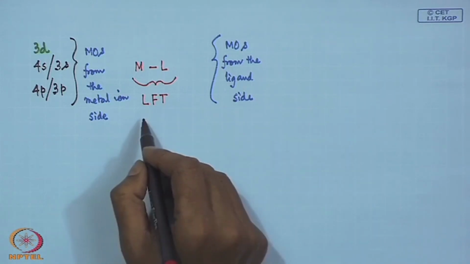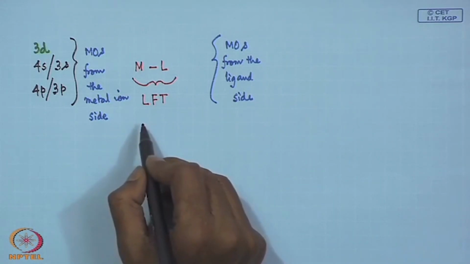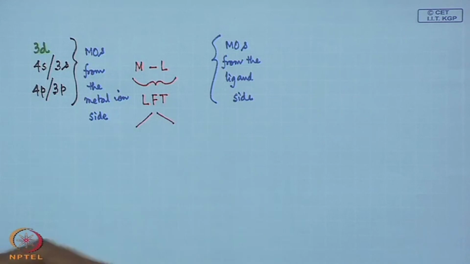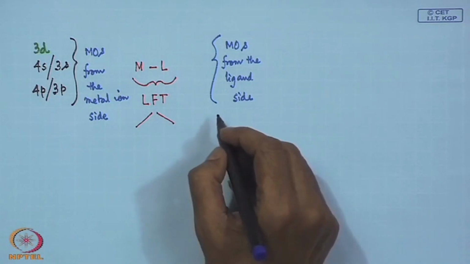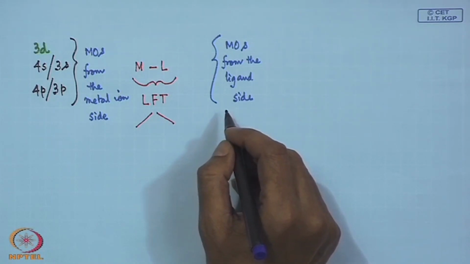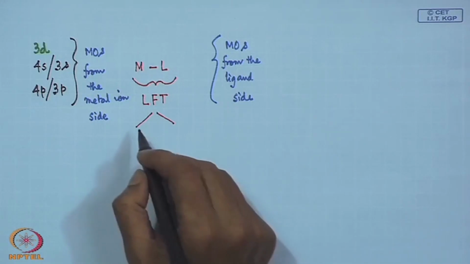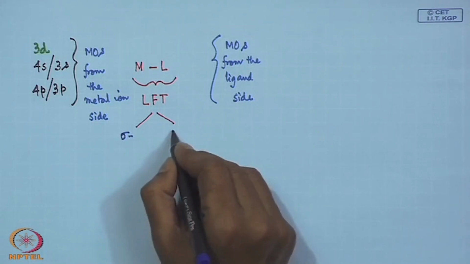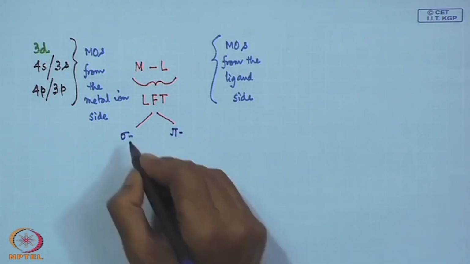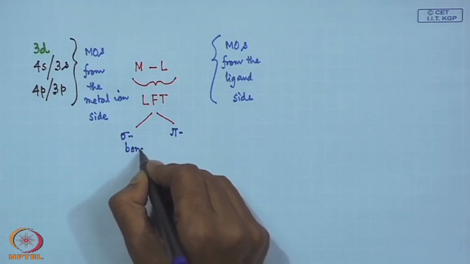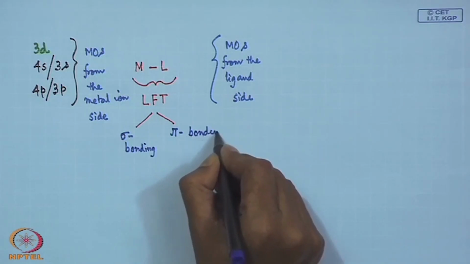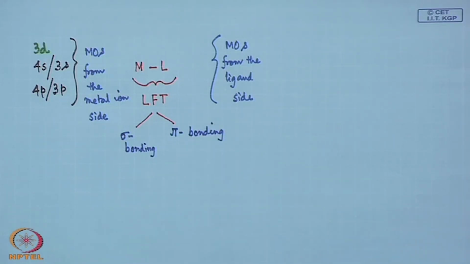So, when we consider this ligand field theory and when we are talking about the corresponding molecular orbitals, we will find that there are two different types of interactions we can have, when we talk in terms of the simple molecular orbitals for covalent molecules like carbon monoxide or any other thing: the head on overlap for sigma bonding and side on overlap for pi bonding. So, we will have both sigma bonding and pi bonding for this.